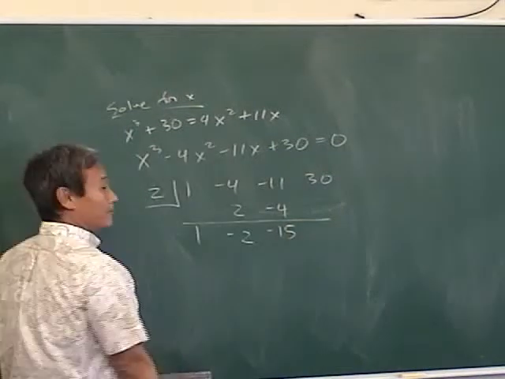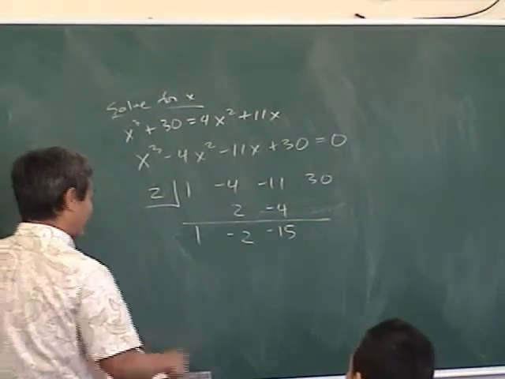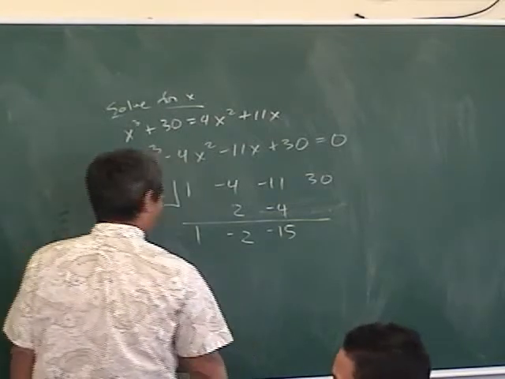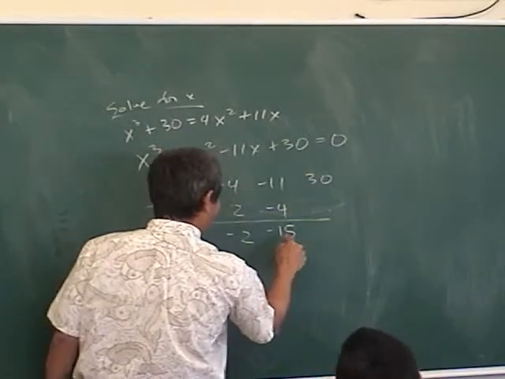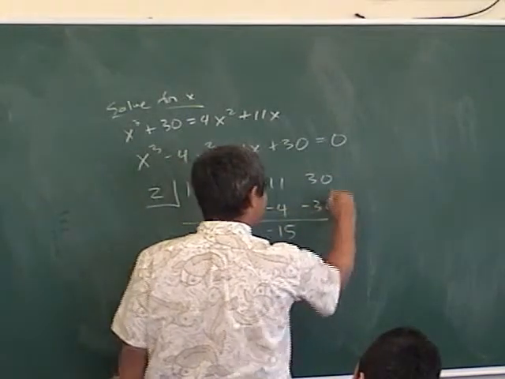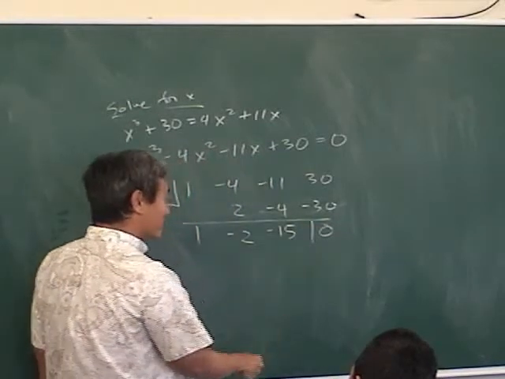15. People, I can add. If you guys cannot add and multiply, like I said, just go home, cook rice. In fact, don't even wash the rice. Multiply this times the number in the box. Negative 30. Add. Woohoo! And that's what you want. You want that remainder to be 0.